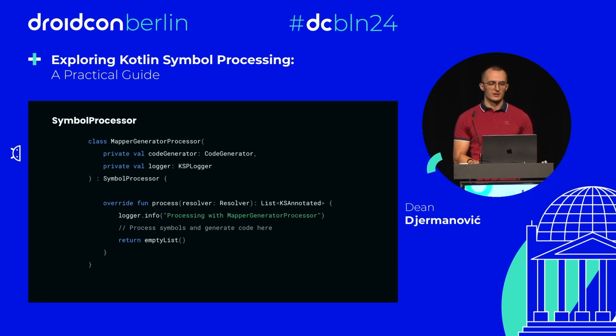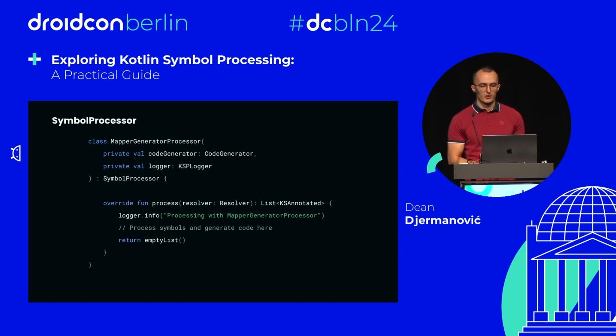In our case, symbol processor takes in two parameters, code generator and logger, which are used for creating new files and logging respectively. When we implement symbol processor interface, we have to override the process function. So the process function will be called by KSP infrastructure during compilation. Process function takes in one resolver parameter that gives us access to program structures such as symbols representing classes.